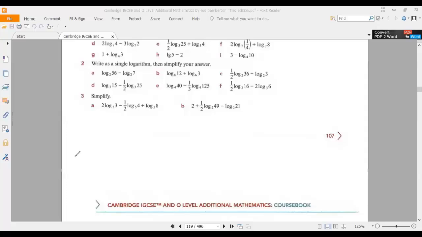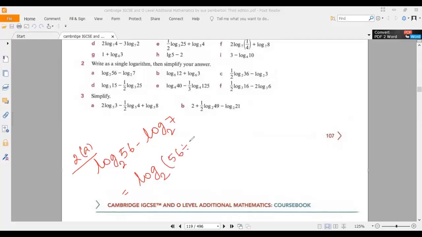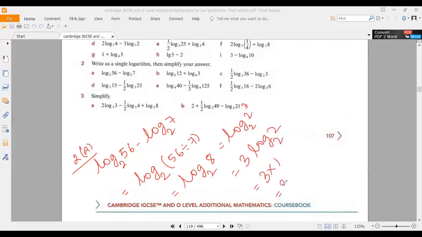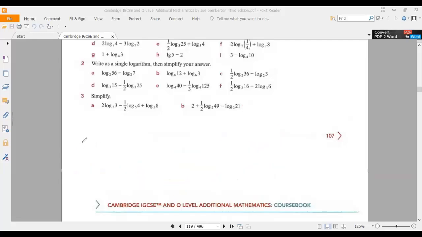This is a very simple one. Let's start. 2a: log base 2 of 56 minus log base 2 of 7. Both bases are the same, and there is a negative sign, so we have to divide. 56 by 7 will be 8. Instead of 8, we can also write 2 cubed. Then 3 will go at first, so 3 times log base 2 of 2, and log base 2 of 2 is 1. So 3 multiplied by 1 will be 3. Done. Very simple.